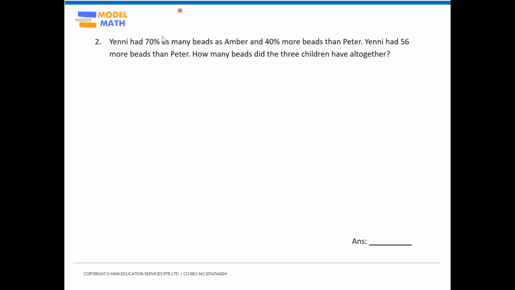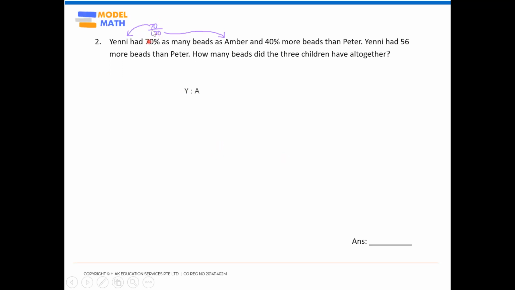So Yenny had 70% as many beats as Amber. If some of you are a little confused, you can write it down as a fraction first, and from there, reread it as a fraction. Yenny had 70 over 100 as many as Amber. So your 70 units belongs to Yenny, 100 units belongs to Amber. There you go, you can go on to create your first ratio.